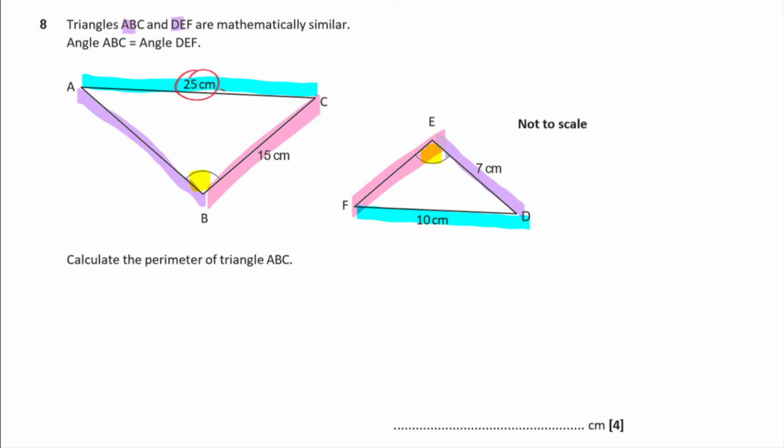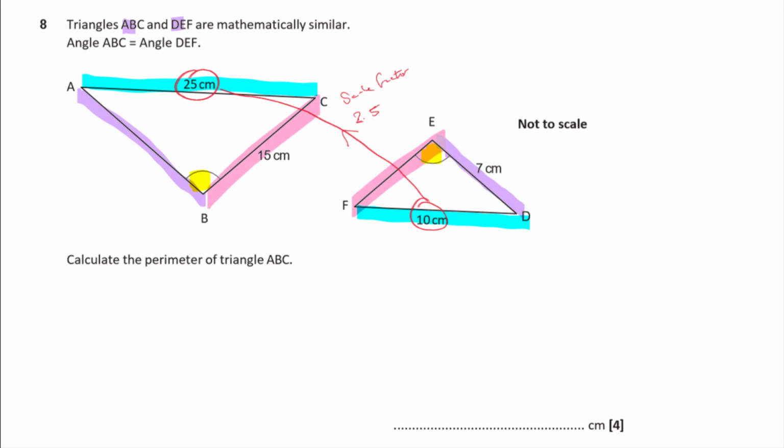The 25 goes with the 10, so we can work out the scale factor from one to the other. And then we want to work out ABC, so we want to find the missing one on AB. So let's do the scale factor going this way. So 10 to 25, that's a scale factor of 2.5, isn't it? Because 10 times 2.5 is 25. 25 divided by 10 is 2.5. Okay, so that's a scale factor.